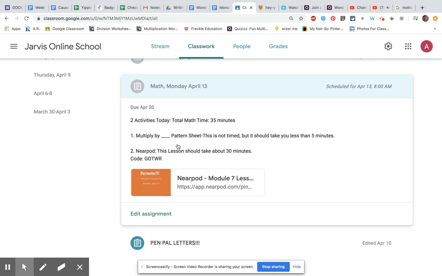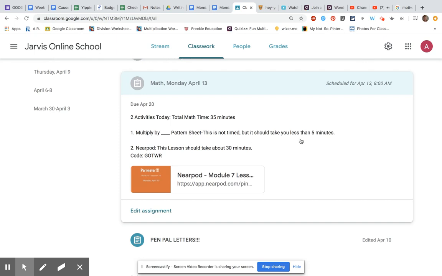You're going to do your multiply by, I think, 7's pattern sheet. This is not timed, but it shouldn't take you any more than 5 minutes. And then we'll go through the Nearpod lesson about perimeter. And here's your code for Nearpod.